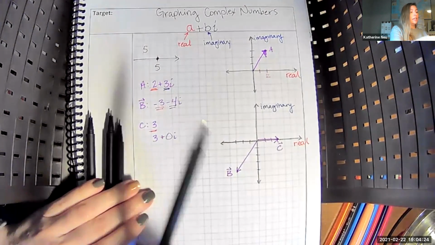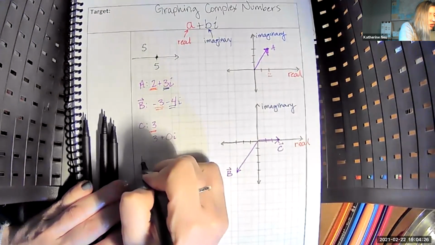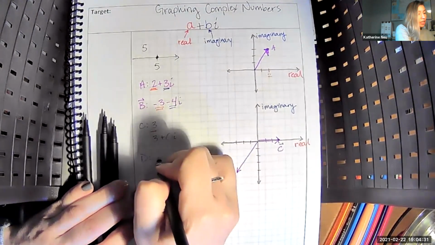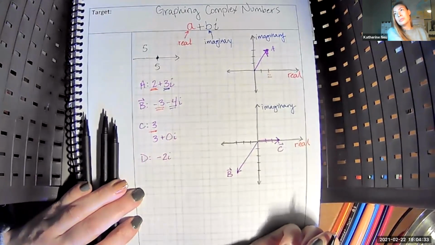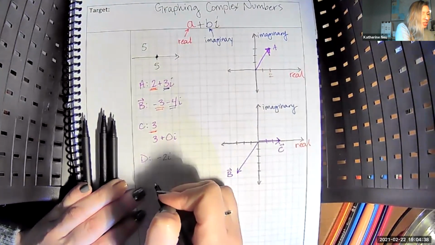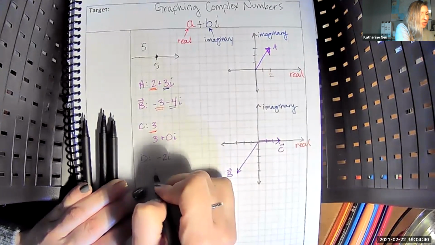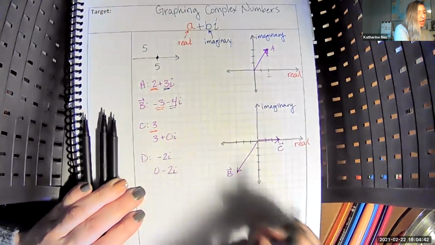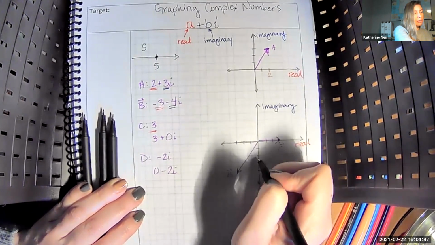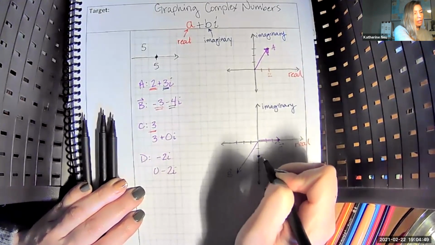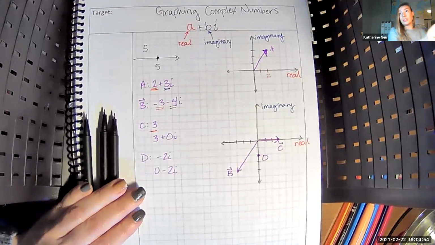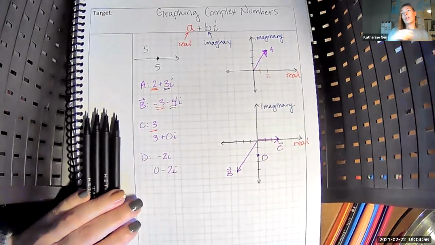And then lastly, let's call this example D, where I just have negative 2i. Pause the video, see if you can graph that. So you got this. This one could be rewritten as 0 minus 2i, and then I wouldn't go in any direction on the real axis, and I would go down to negative 2 on the y-axis. And that would be my point D, or my vector D. There you go, super easy.